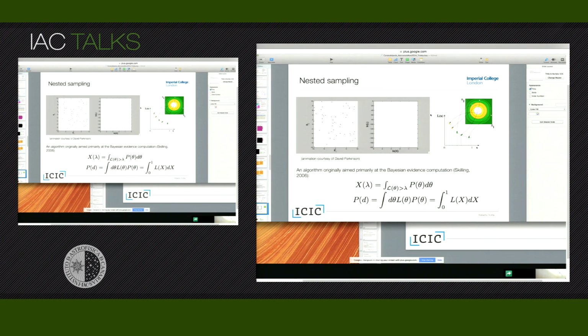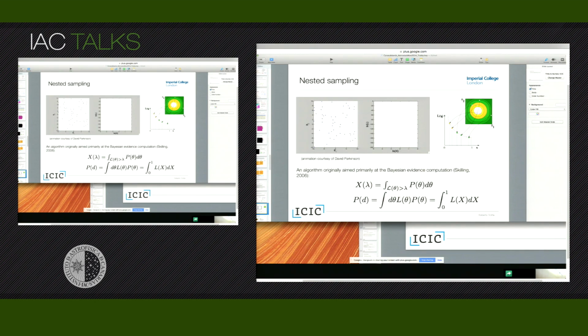Here's a picture of what this does. Here's our two-dimensional parameter space, and what this transformation is doing is saying, okay, here is an iso-likelihood level. And if I know where this iso-likelihood level is, I can compute what is the fraction of the prior inside that level. And that's going to be X equals something. And I know what is the value of the likelihood at that level, and that's L of X.